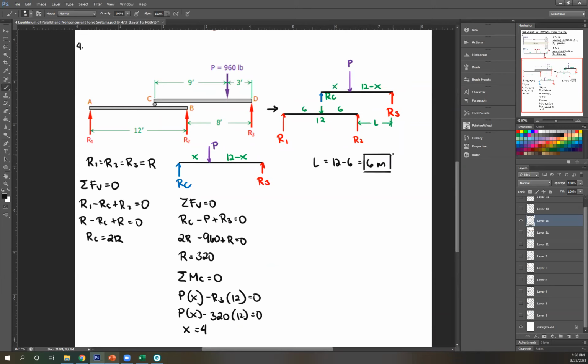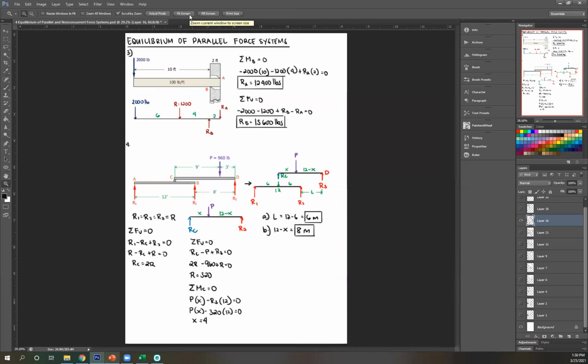And then, next problem is, how far is P from D? And this is D. So that's just 12 minus x. So 12 minus x is 4. That's just 8. So those are your answers. So this for letter A, this for letter B. Okay? So that is how you answer number 4. Any questions for numbers 3 and 4?